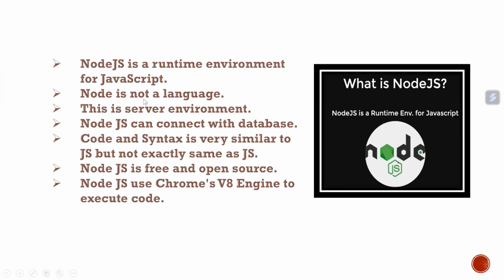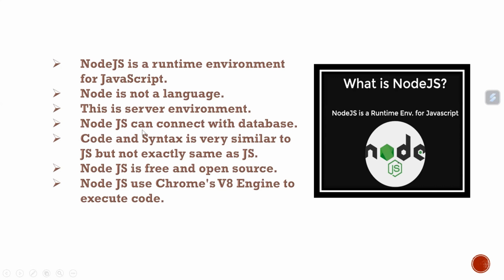Node is not a language. It is basically a platform to execute JavaScript code outside the browser so that developers can make a backend, a server-side application, with the help of JavaScript. So this is what Node is. Now the third point is that this is a server-side environment. As I have told you, Node.js is used to make server-side applications.